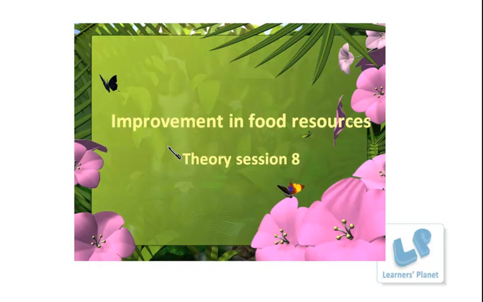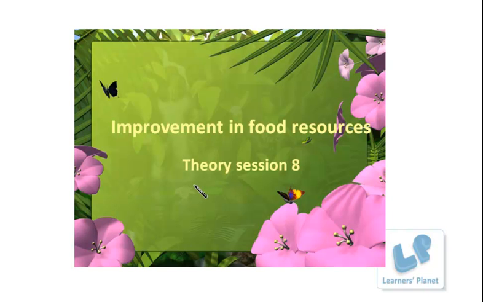Let's continue with the chapter Improvement in Food Resources. In the last session, I was discussing animal husbandry. Animal husbandry means the scientific management of livestock, which includes of course the rearing, culturing, breeding and other management for the development of the animals which are useful to human beings in terms of providing different products like food material or other products.